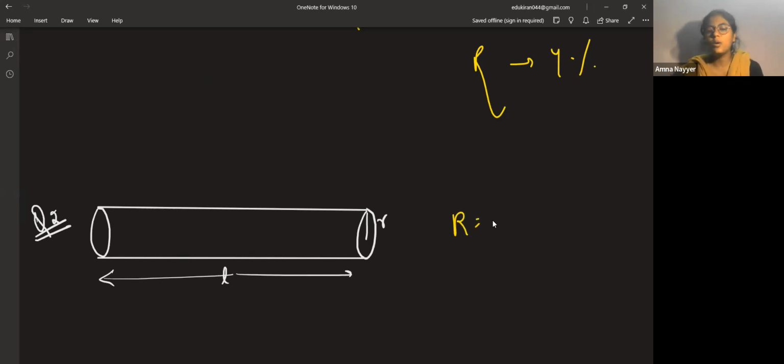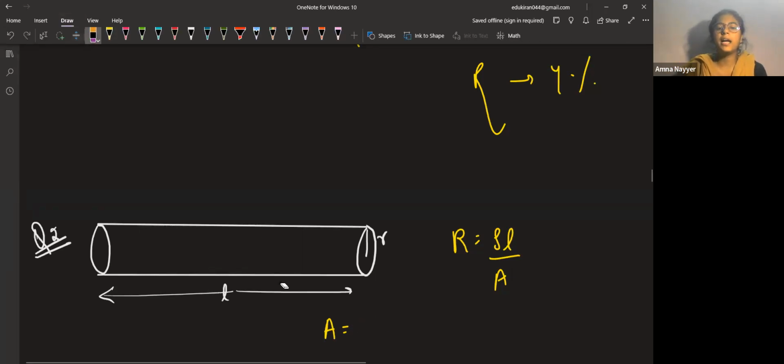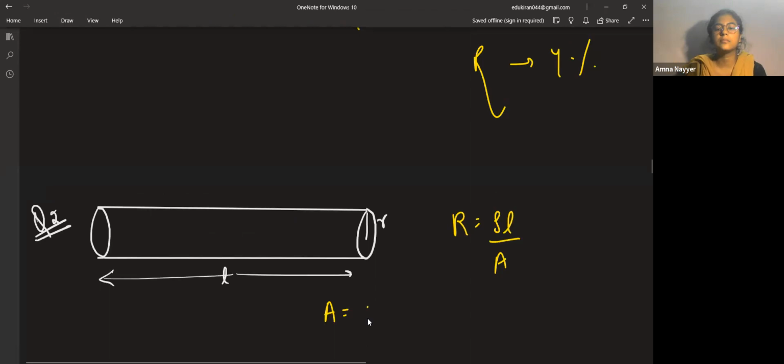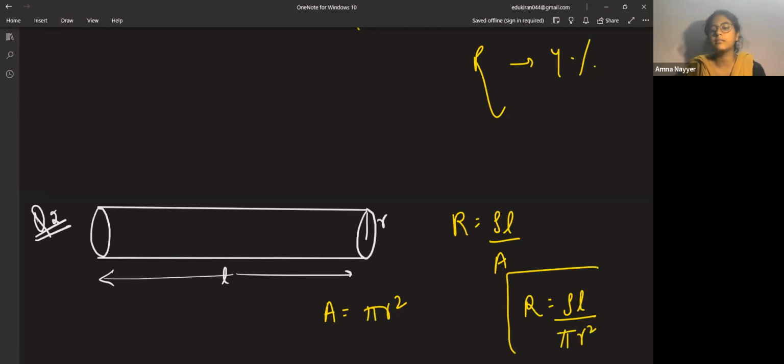Value of resistance you have to find out. So resistance is rho L by A. It's just that we put the area of cross section, right? So if the radius is specified to you and you know the conductor is a cylinder, you will automatically put area as pi r square. So resistance will become rho L by pi r square. All right, write it down.